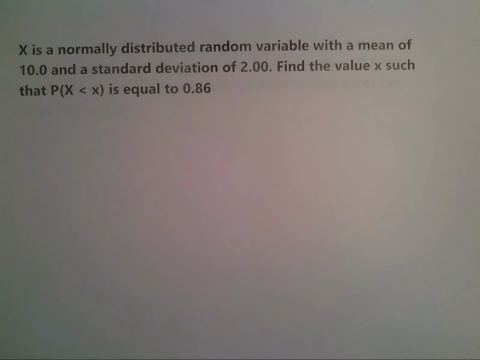Alright, here's another problem from 6.1. X is a normally distributed random variable with a mean of 10 and a standard deviation of 2. Find the value x such that the probability that the random variable X is less than x is equal to 0.86. So let's go ahead and make a picture of this first.